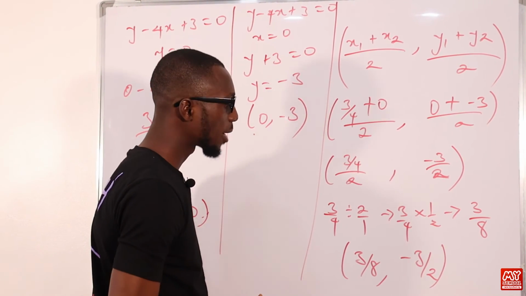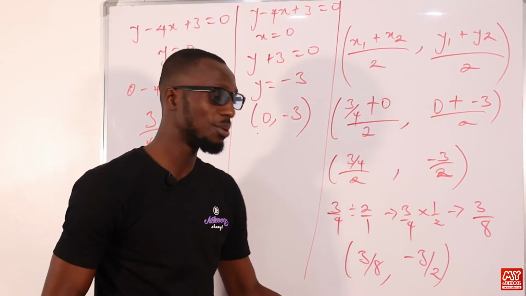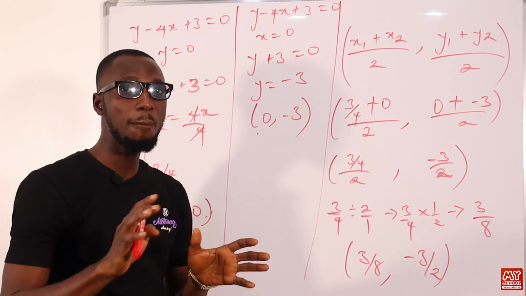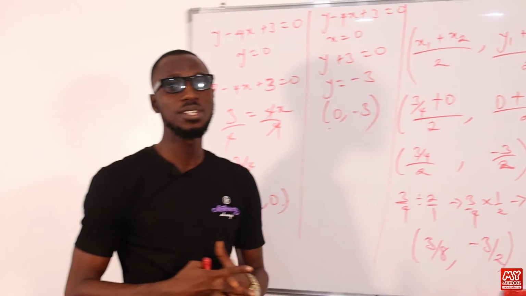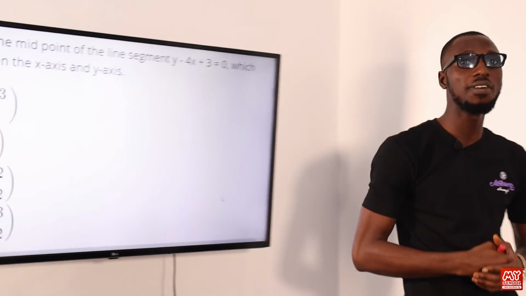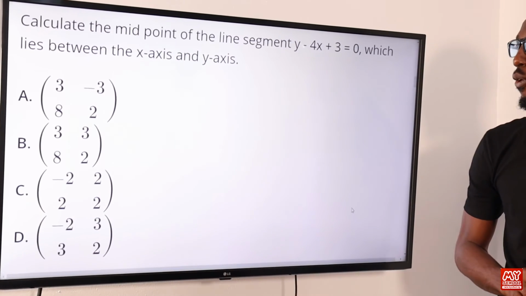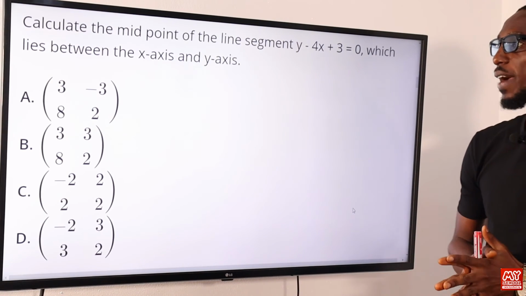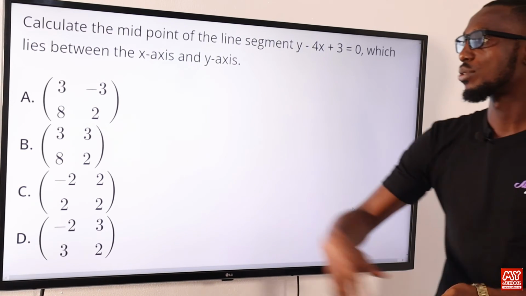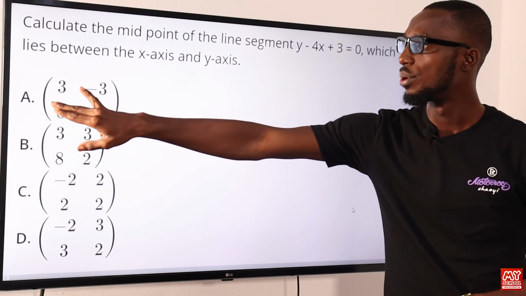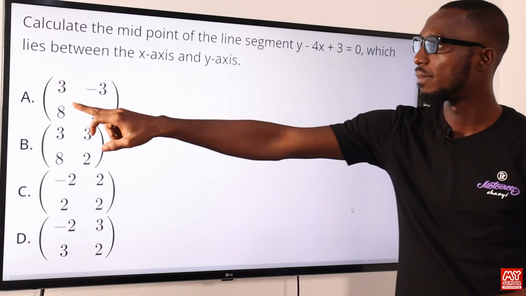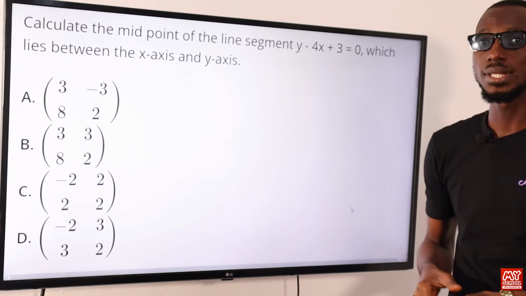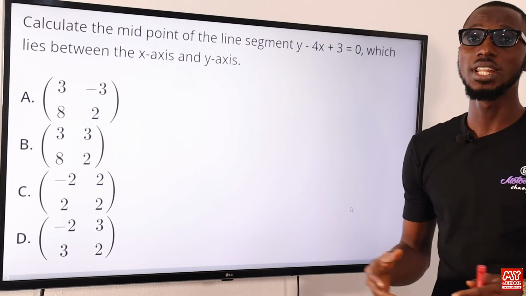So we have to go back to the screen and see if we can find this solution there. 3 over 8 and minus 3 over 2. Let's move back to the screen to secure the answer. 3 over 8 and minus 3 over 2. So where we can find that is in option A. So option A is the correct option. Don't mind that it's not simplified, 3 over 8, that is what we have. So option A is very correct.